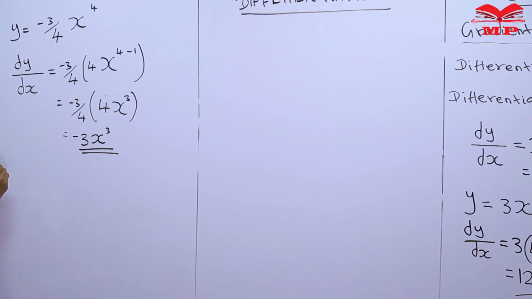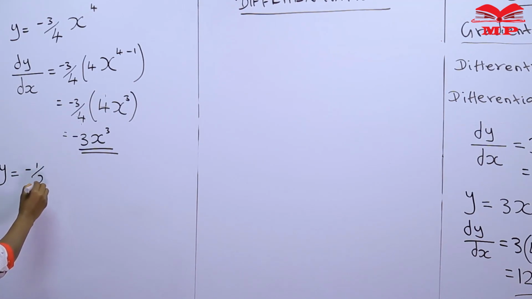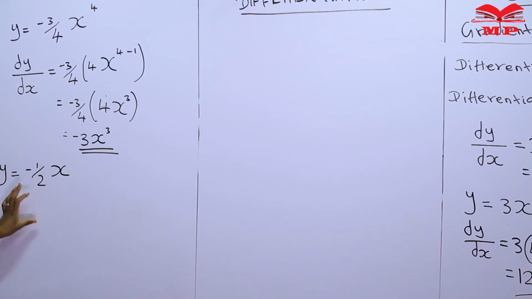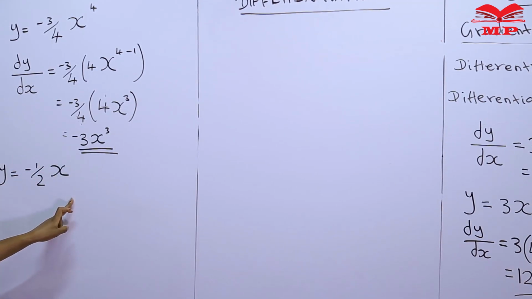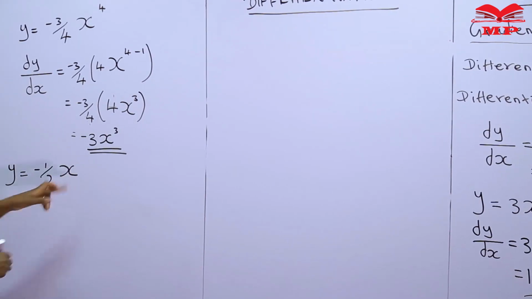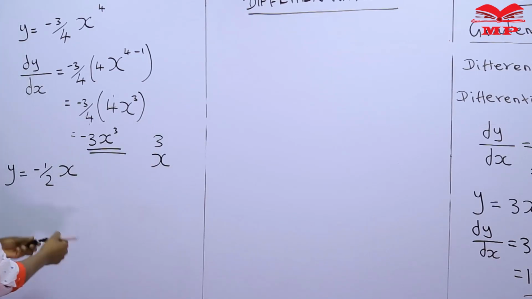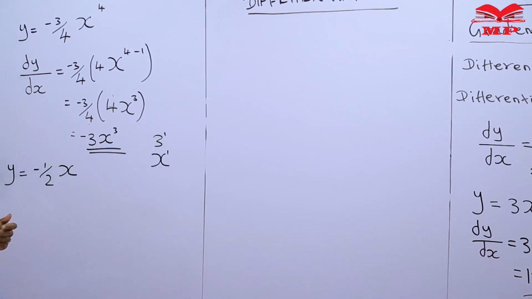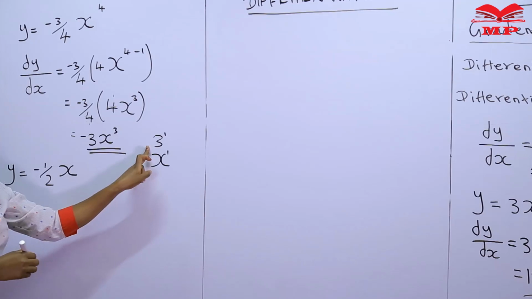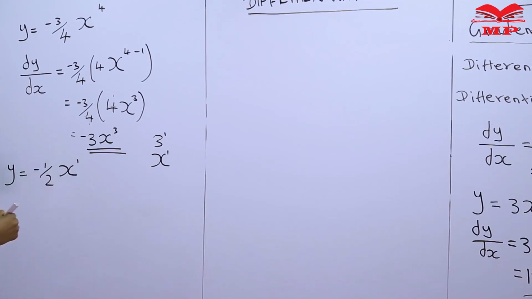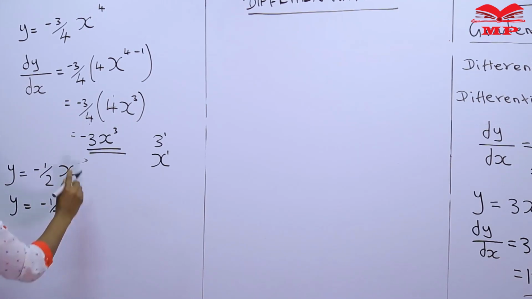Again, you can have maybe the last one. y is equal to, for example, let's say negative a half x. So in our case here, you need first to get the power of x. When we have a number like 3, the power is 1, because any number raised to power 1 is equal to the number. So here the power is 1. It is the same. If we don't have it written here, it simply means y is equal to negative a half x raised to power 1.